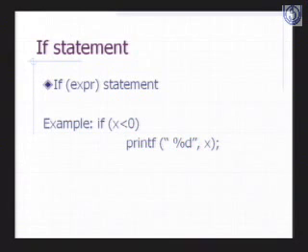So if x is less than 0, then this should be printed. Otherwise, this if statement should be ignored and it should come out from the branching statement. So this is a kind of branching.